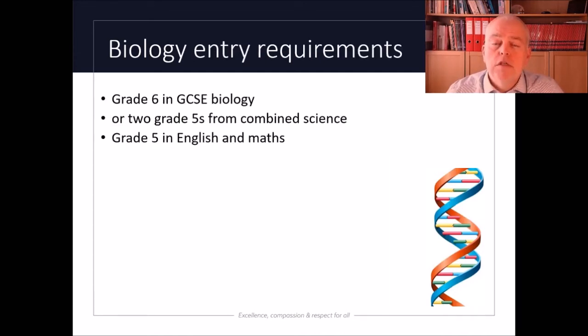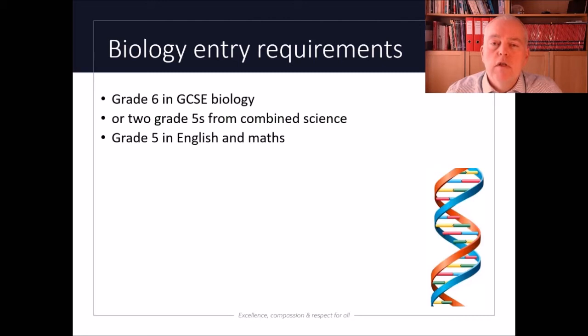Entrance requirements: if you studied separate sciences at GCSE, we would really look for a grade 6 from biology. If you studied a dual award or a combined science qualification, we'd look at 2 5s. Ideally, that would have come from a higher tier paper, and we would look carefully at how you did in the biology side of that particular qualification.